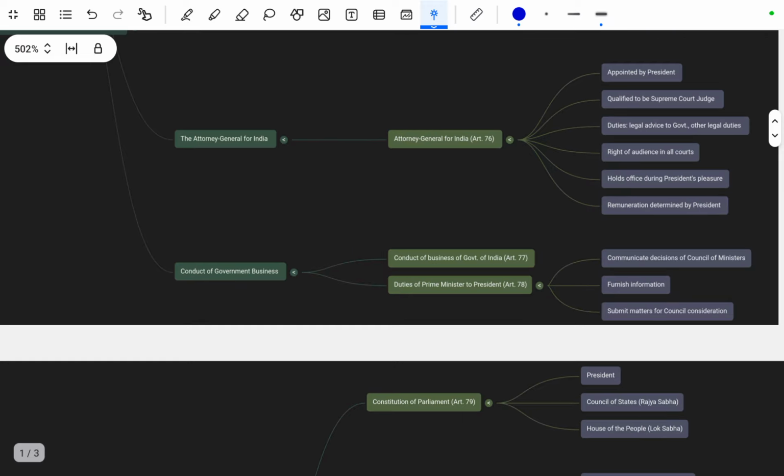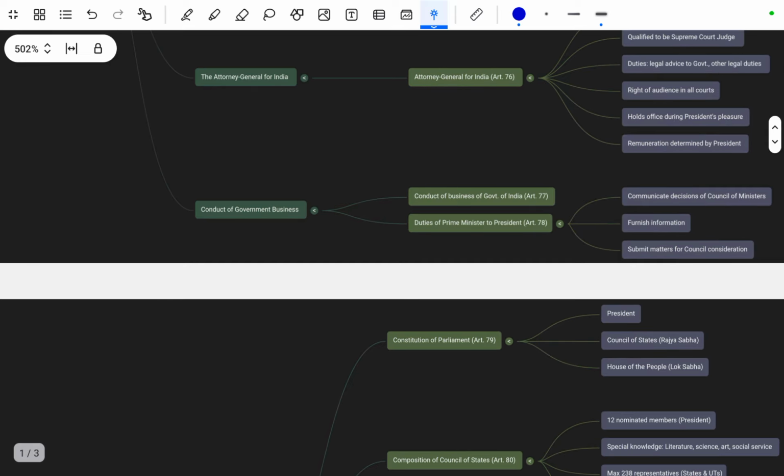You may directly find questions in your upcoming examination, like who appoints the Attorney General of India, what his qualification is, and whether he has the right of audience in all the courts. You can remember this from this mind map.